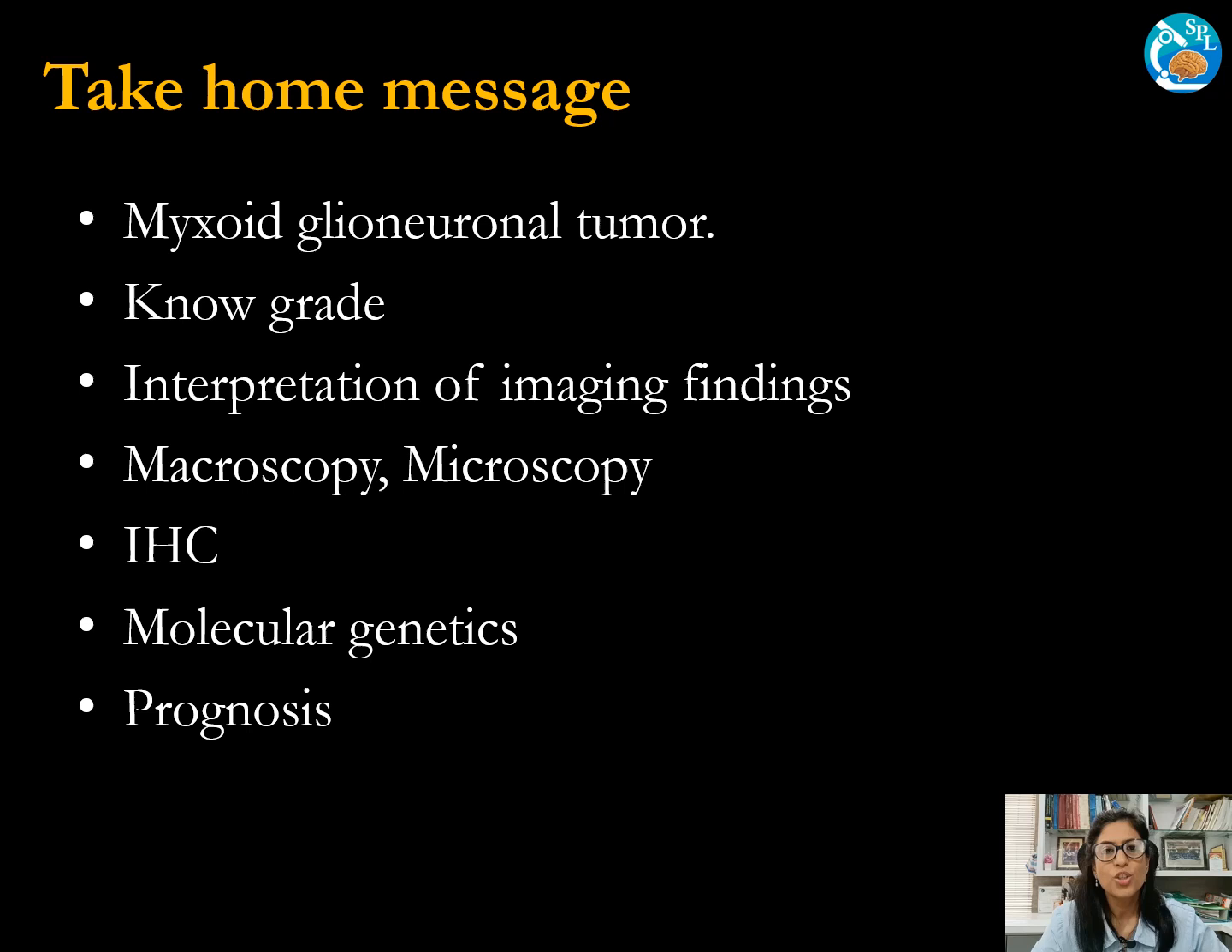Take home message: myxoid glioneuronal tumor is a rare tumor, a new entity included under glioneuronal and the neuronal tumors. These are typically located in the septal nuclei and the septum pellucidum. Age group is children and young adults. Macroscopically, these are well-defined or well-delineated masses. On cut section, they are typically soft with myxoid areas.